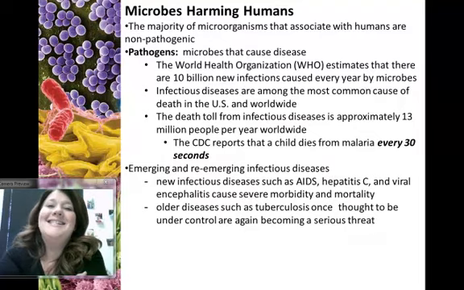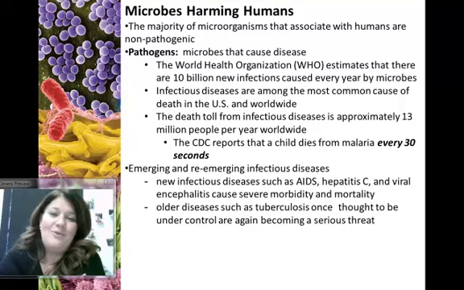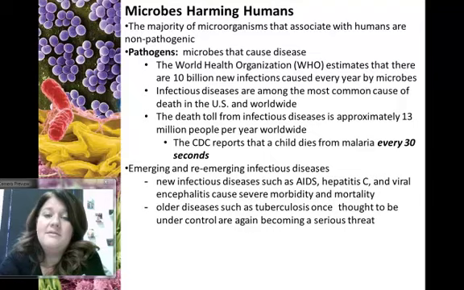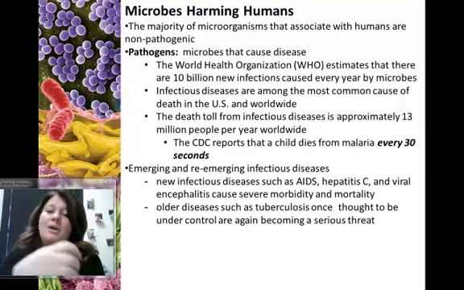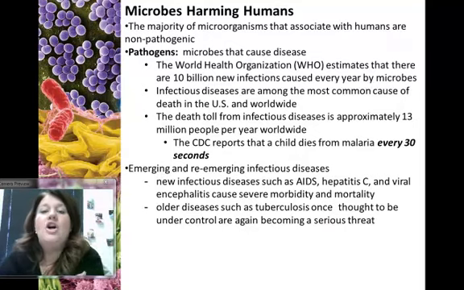Now, aside from all of the good that I have talked about, we cannot get around the fact that microorganisms do harm humans. We are going to spend a lot of time talking about pathogens. But be aware, the majority of microorganisms associated with humans are non-pathogenic. Remember those 100 trillion that were living on or in us at all times? For the most part, they're helpful and not harmful. But the pathogens that are out there, and pathogens is a term for microorganisms that cause disease, are responsible for a lot of infections. And they can be extremely dangerous.